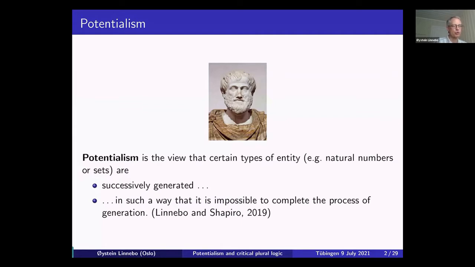And you generate natural numbers by generating collections of things that instantiate these natural numbers. But it's impossible for there simultaneously to be infinitely many natural numbers. So the natural numbers, according to Aristotle, are potentially, but not actually, infinite. And more generally, potentialism, which is my topic, is the view then that certain types of entities, like the natural numbers for Aristotle, are successively generated and generated in such a way that it's impossible to complete this process, as it were, of generation.